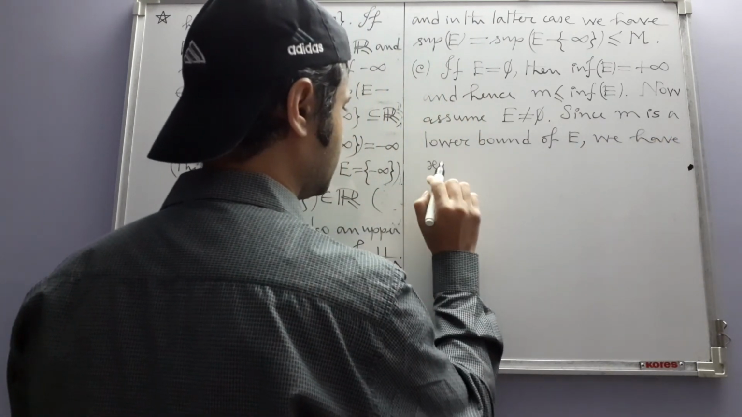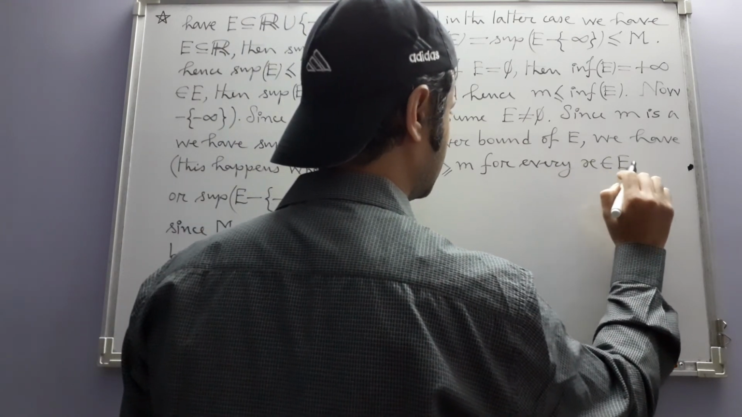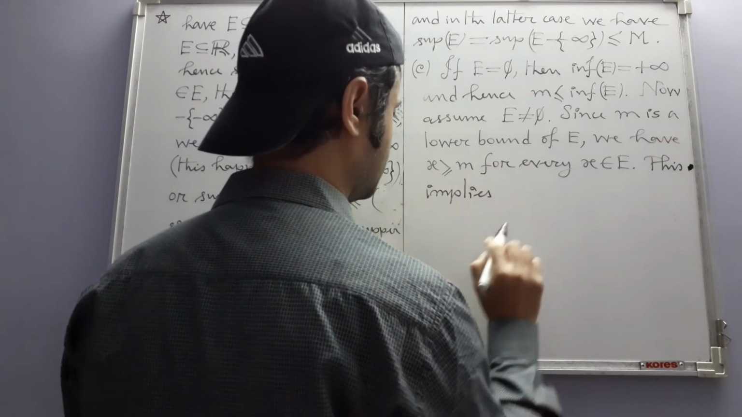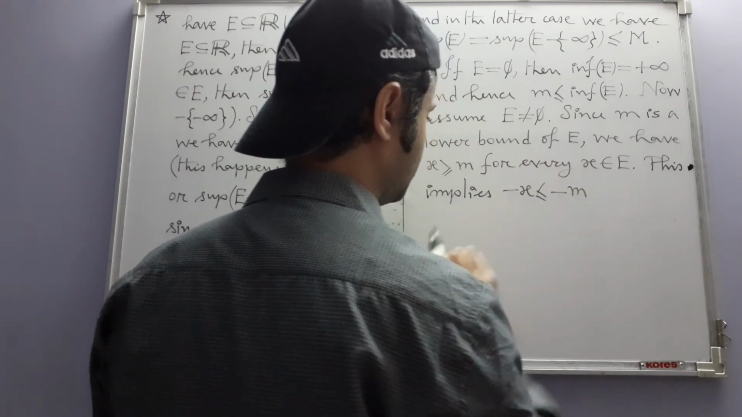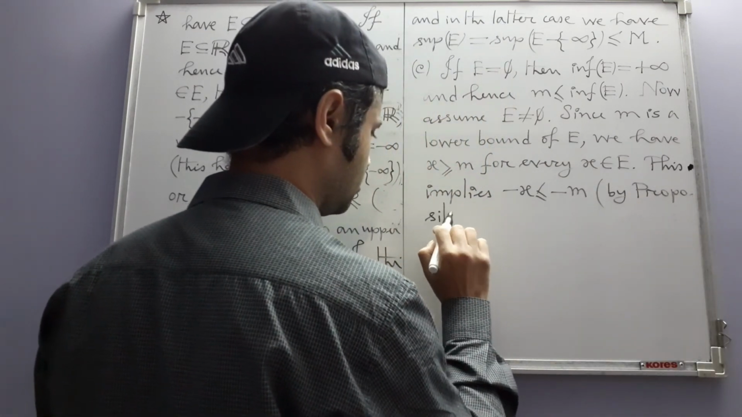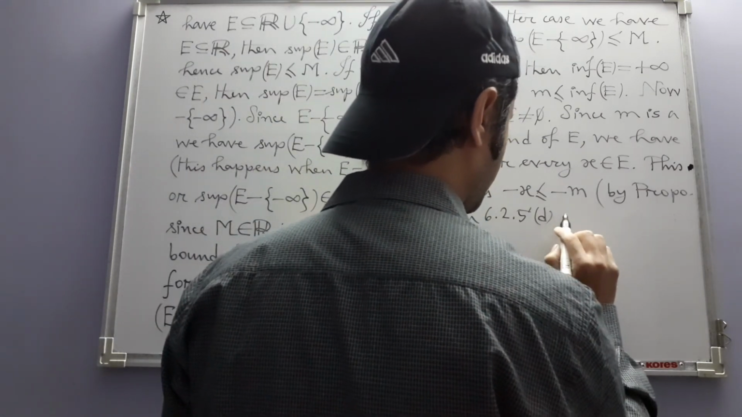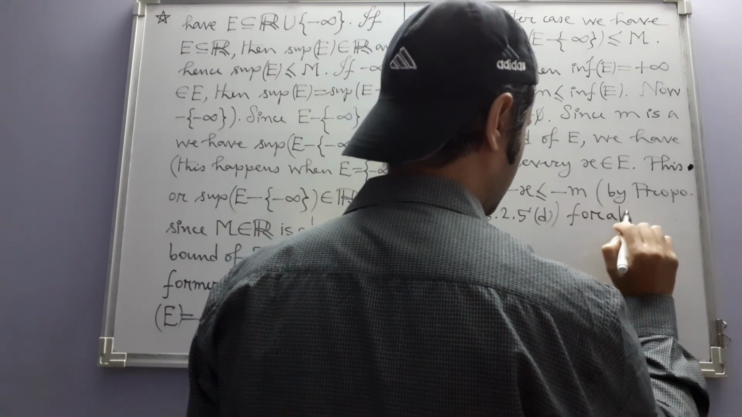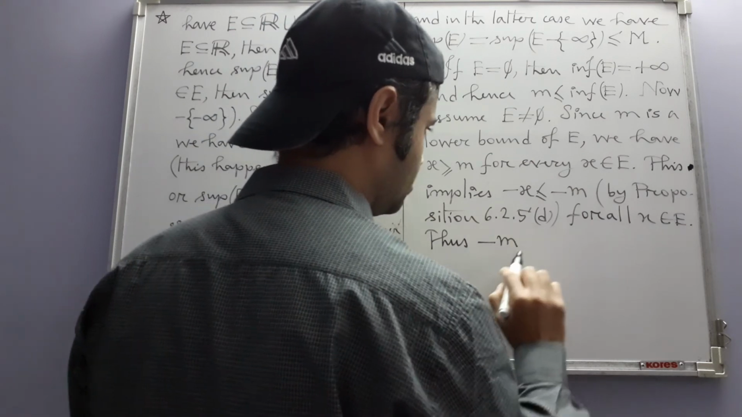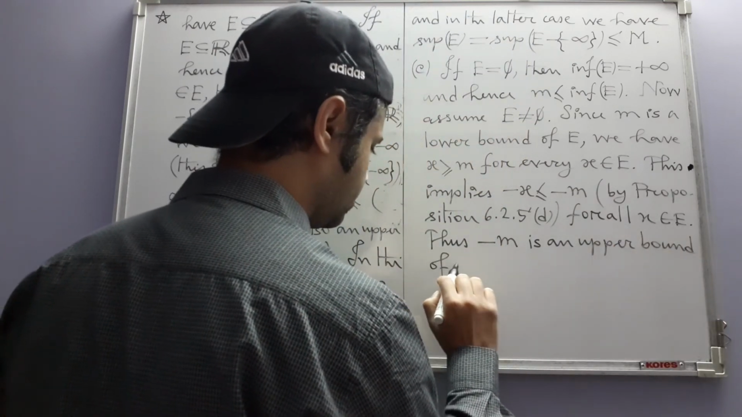we have x greater than or equal to m for every x belonging to E. This implies minus x is less than or equal to minus m by proposition 6.2.5d. Negation reverses order, that thing. For all x belonging to E. Thus, minus m is an upper bound of minus E.